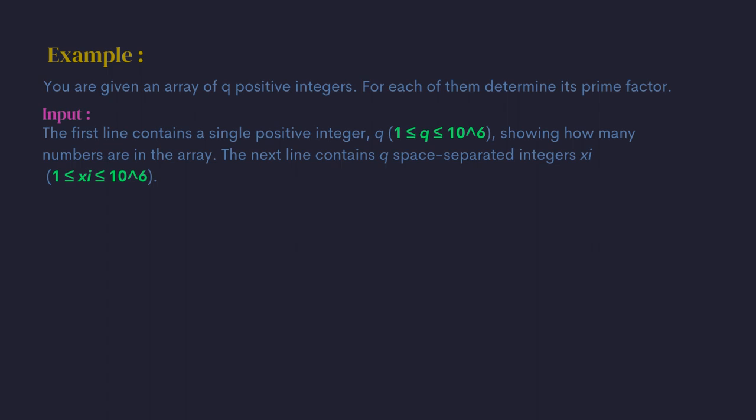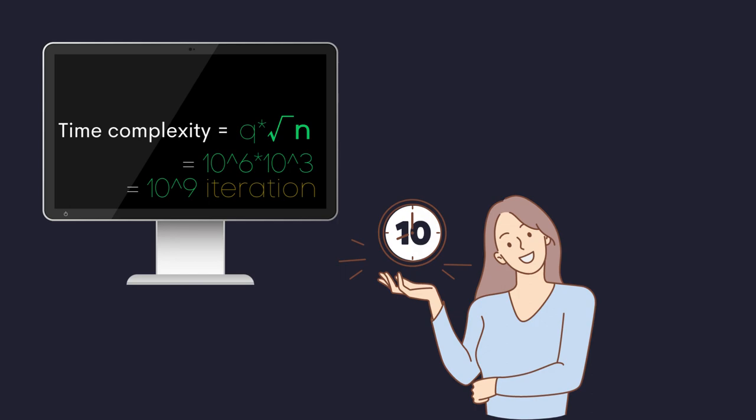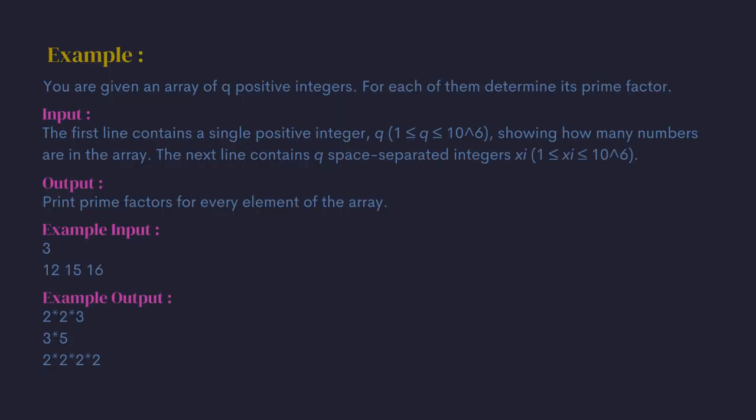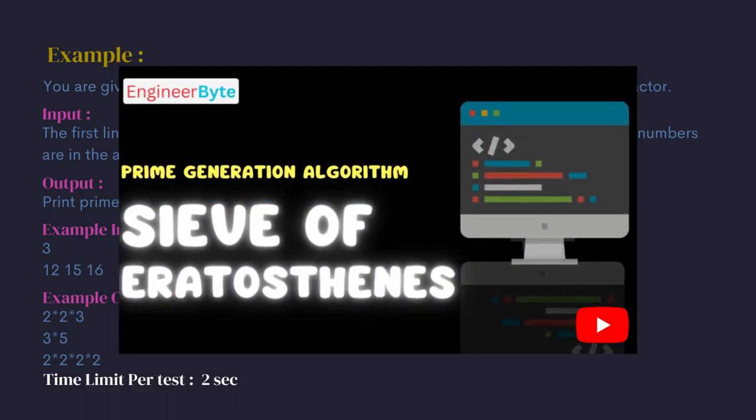Suppose the worst case scenario for the input constraints, the total time complexity in this case will be 10 to the power 9 iterations, which will take approximately 10 seconds. But in this problem, you are not allowed to take this much time. So definitely we need to find an optimized approach. And here the sieve of Eratosthenes method comes to the rescue.